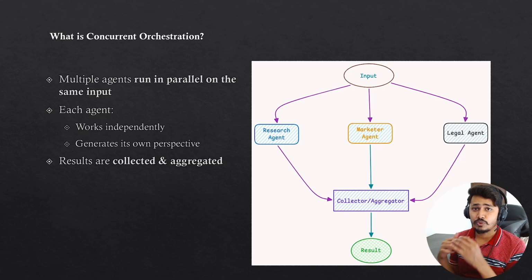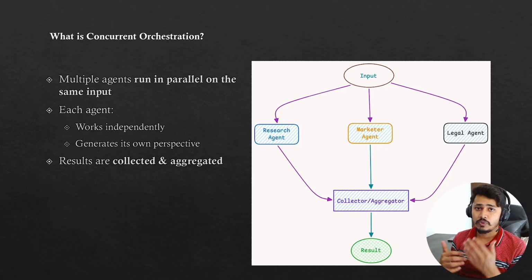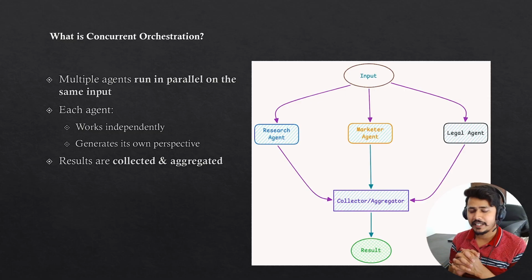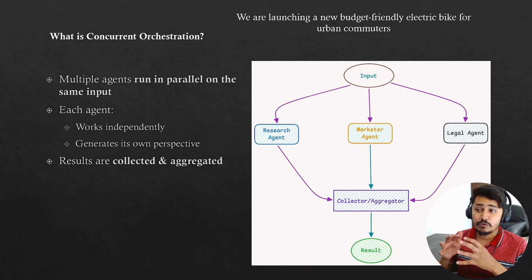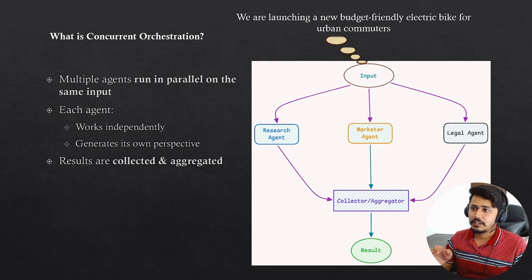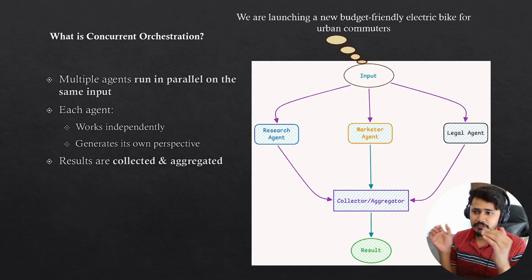The research agent's task is to do the research and collect the information required based on our input. The marketer agent is responsible for doing the market study. And similarly, the legal agent is there to find out the information related to the legal entities. Let's say we are passing an input: we are launching a new budget-friendly electric bike for urban communities. Once we pass this input, the same input is passed to these three different agents at a time.